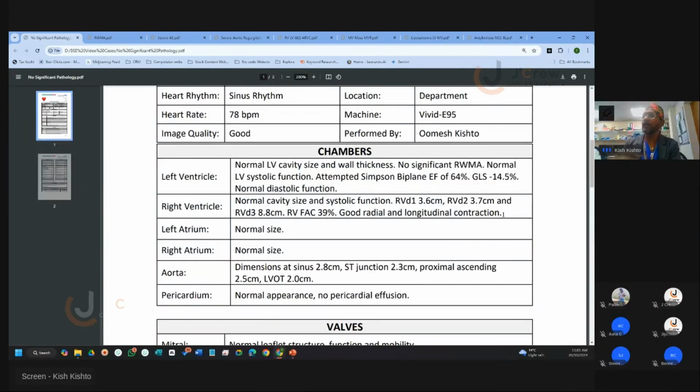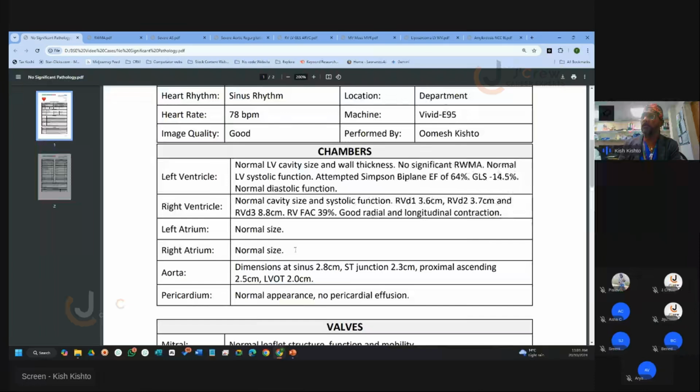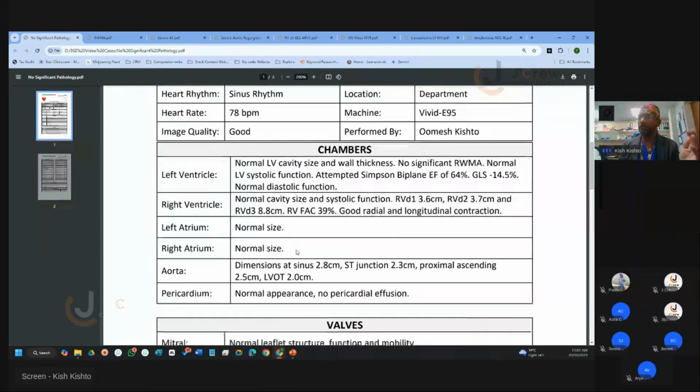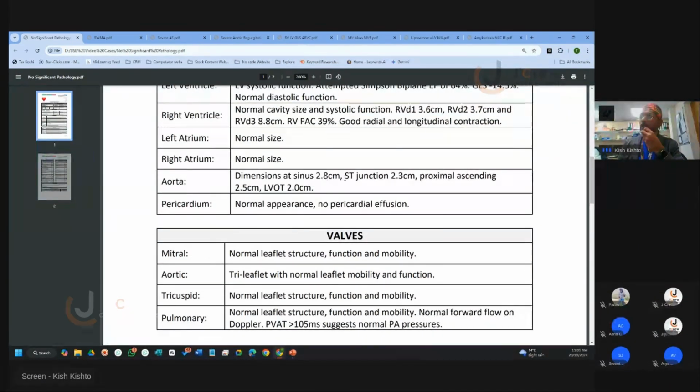So yeah, LA size, normal size, right? So keep it nice and simple. And aortic dimension, just write what it is. And then what I haven't put in this report is the index, but if they are normal, I tend not to worry about it, but if they are abnormal, then I put the index as well.